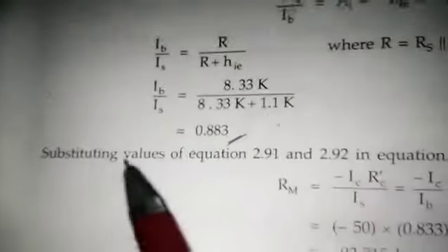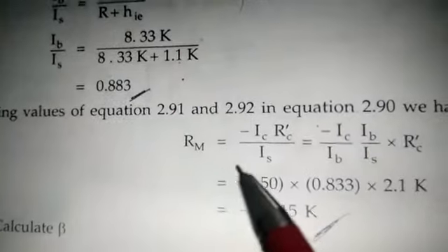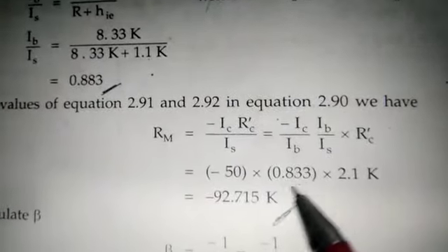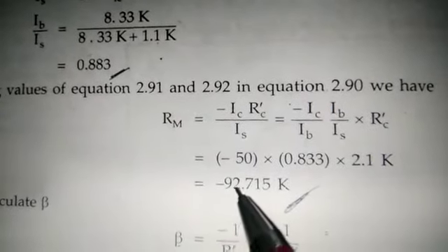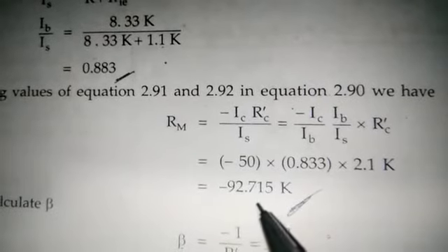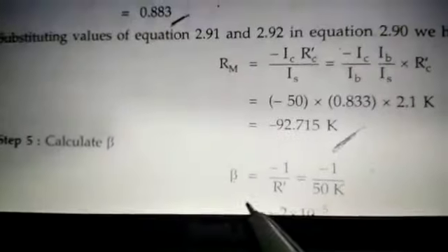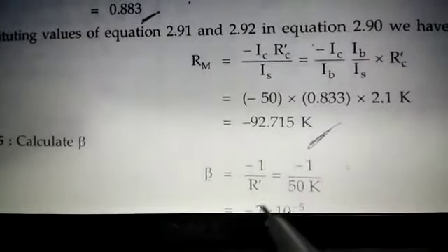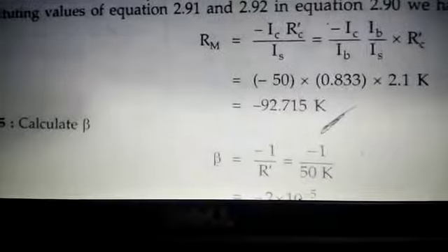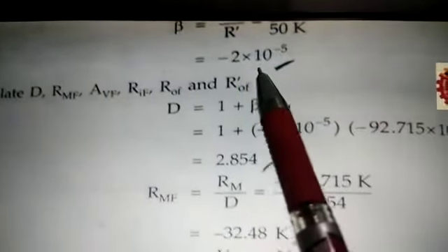Put this value and we will get this Rm. Here these values are kept. So we will get the open loop trans resistance as minus 92.715 kilo ohm. Now the beta factor is minus 1 upon R dash, which we have already calculated. Put the value of R dash here, minus 1 by 50K. So here you will get the factor beta, minus 2 into 10 raised to minus 5.